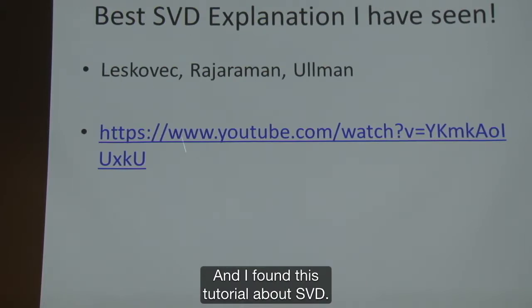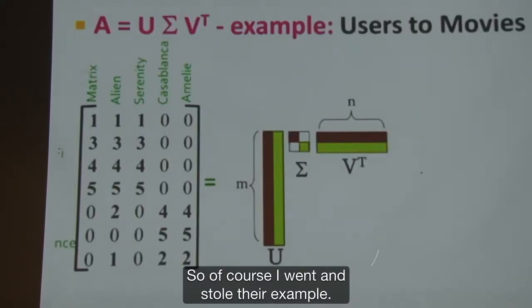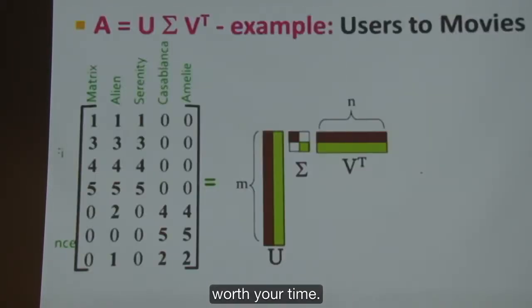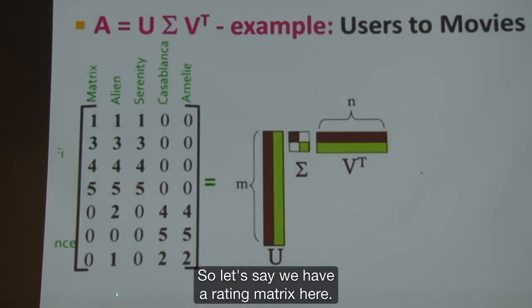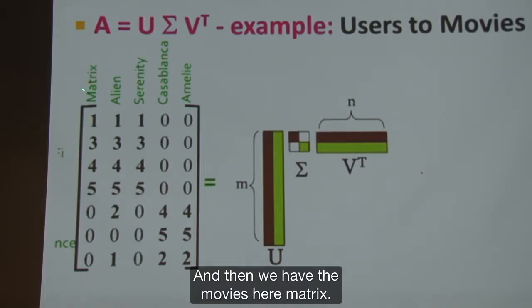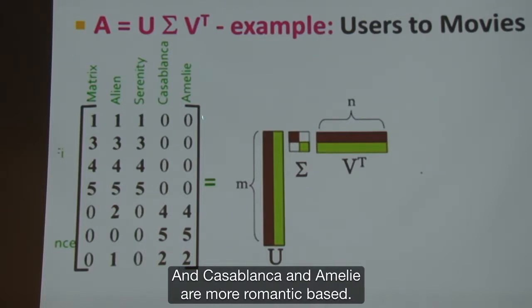And I found this tutorial about SVD, and it's hands down the best explanation I've seen. So of course I went and stole their example. But please, this YouTube video is really worth your time. So here's the example of what that means. Let's say we have a rating matrix here. And these are users. Our single rows are users. And then we have the movies here, Matrix, Alien, Serenity are kind of science fiction based. And Casablanca and Amélie are more romantic based.